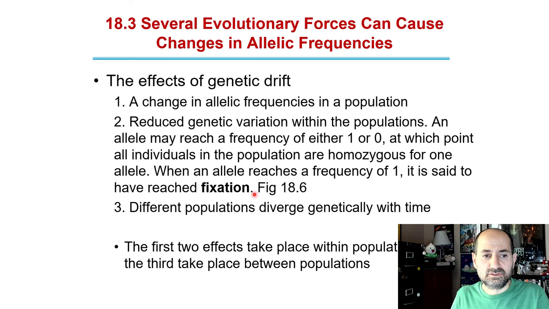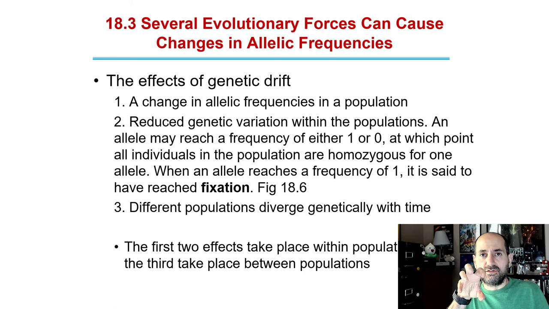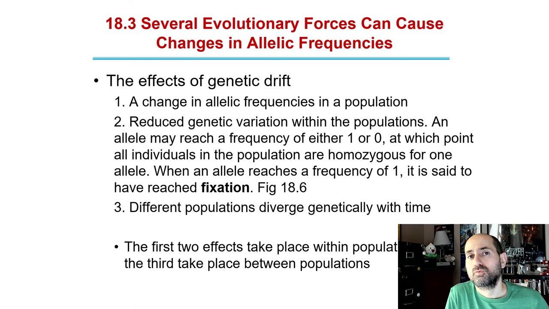Fixation. And then the third effect of genetic drift is that different populations diverge genetically with time. Different populations. So if I were to take a group of seagulls to this island and a group of seagulls to that island, right, two different islands, and they were to exist independently, then you could have genetic divergence between those two different populations. So because of this, look at what it says down here.